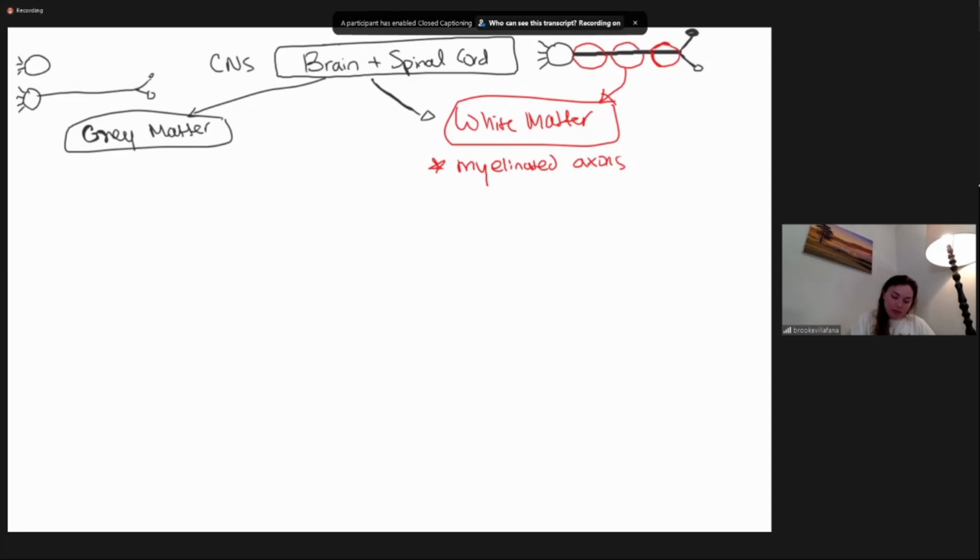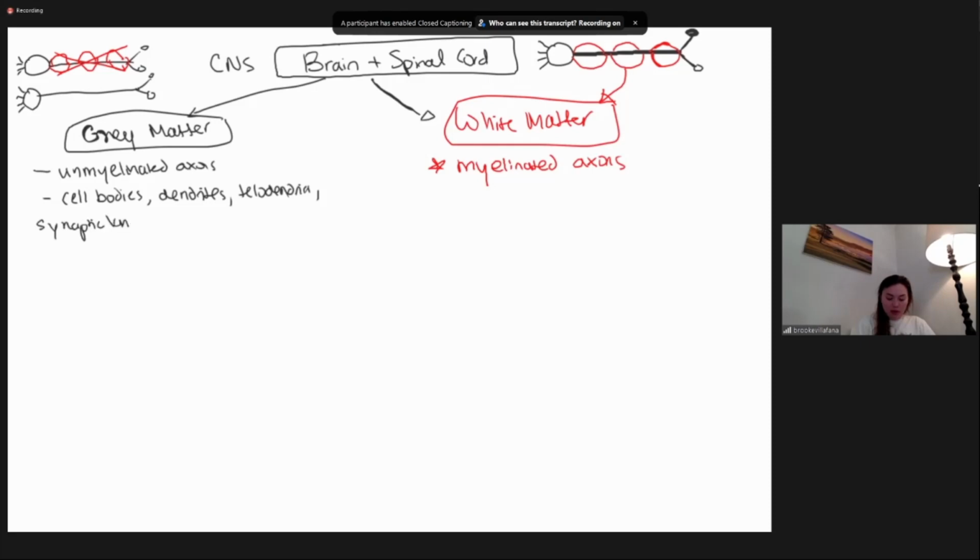So everything besides that myelinated axon will be present in the gray matter. We'll draw a big X through that part, and then we'll say all the rest. So what is left over? Unmyelinated axons, right? And then let's look at all the other parts of the neuron. Cell bodies, dendrites, telodendria. Just think of your anatomy of the neuron. Synaptic knob. All cell bodies that exist in the CNS.